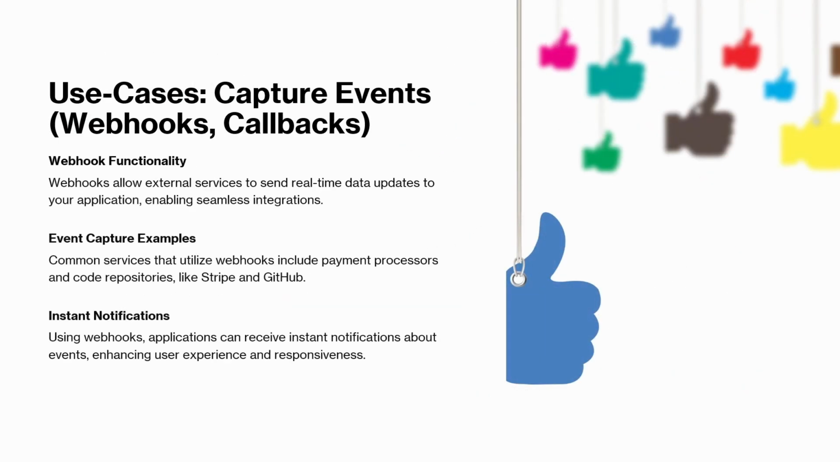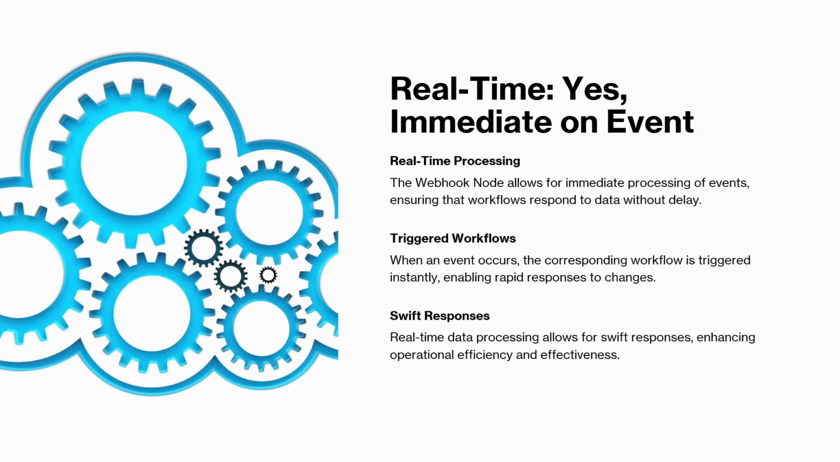Webhooks allow external services to send real-time data. It could be from Stripe or GitHub. Applications can receive instant notifications about events, enhancing user experience and responsiveness. So the Webhook node allows for immediate processing of events, ensuring that the workflow responds to data without delay. When an event occurs, the corresponding workflow is triggered instantly. Real-time data processing allows for swift responses, enhancing operational efficiency.